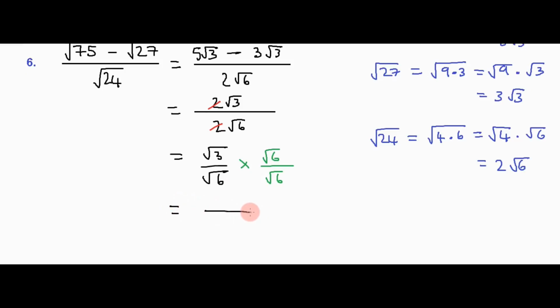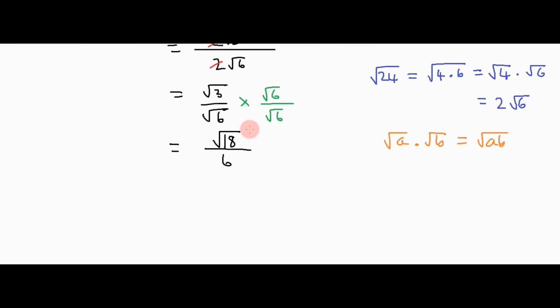So in the denominator, root 6 times root 6 will give us 6. And in the numerator, we have root 3 times root 6, which is root 18. Now, we're using the rule of surds that says the root of A times the root of B is the root of AB. Now we can simplify the root of 18 further by writing it as root 9 times root 2, 9 being the biggest perfect square that goes into 18. This is over 6.